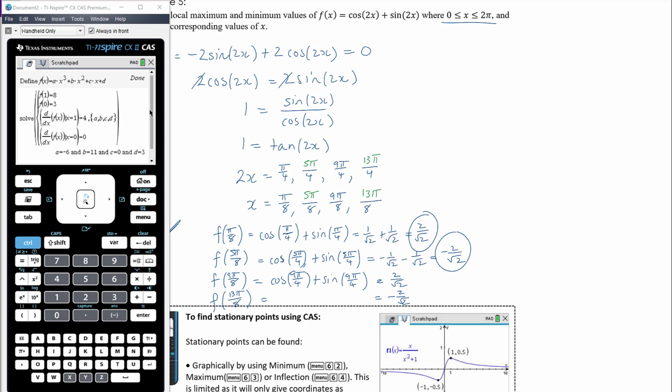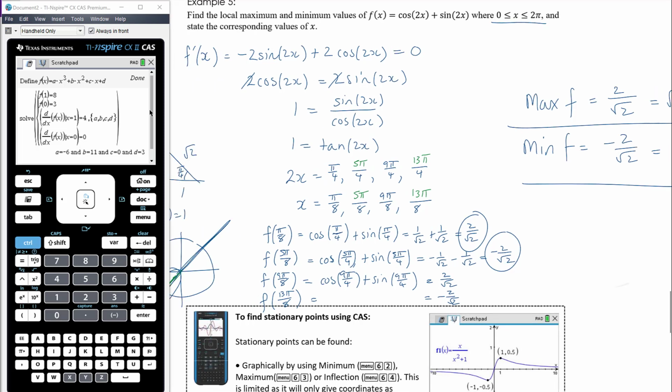and to justify your values. So we've got maximum value of f is equal to positive 2 on root 2, or that might be written as, if we rationalise that, 2 root 2 on 2, so that's actually root 2. And therefore, minimum value of f is negative 2 on root 2, which is negative root 2. Okay, and so there's our solution.